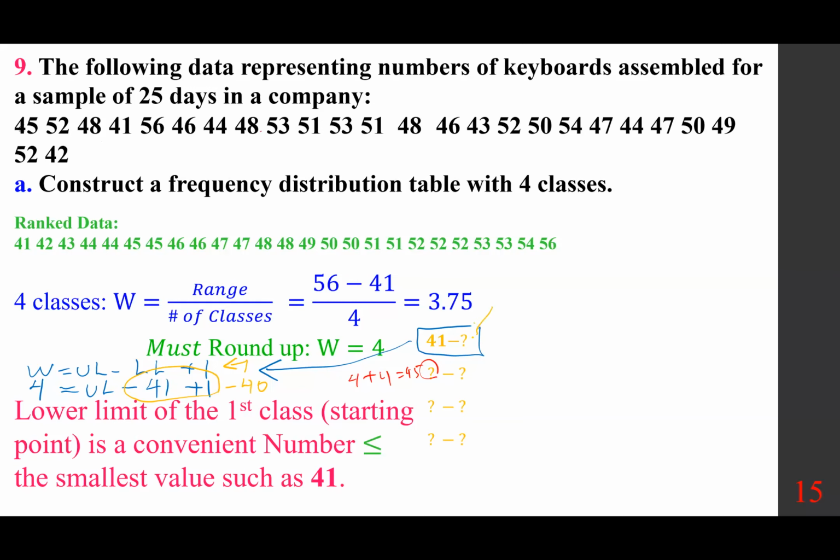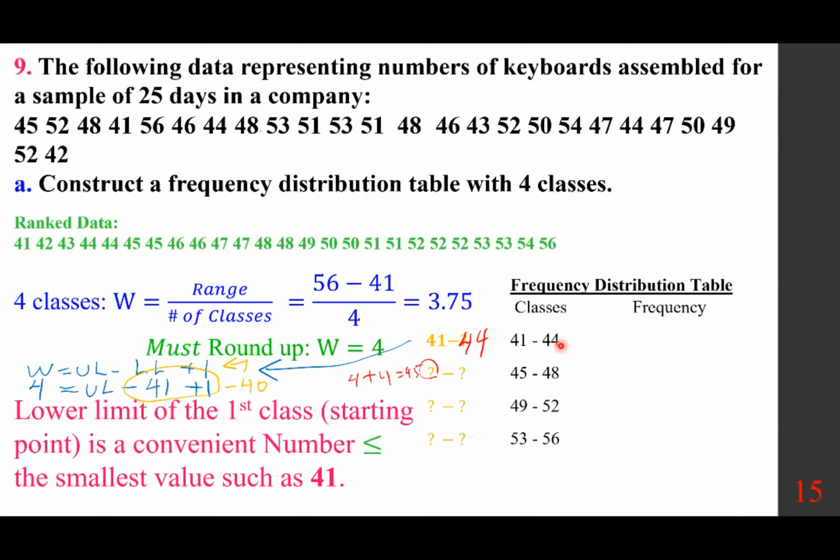Therefore, this number, let me use a different color, this must be 44. And now what do you do? You add the width: 48, add the width: 52, add the width: 56. That's how you get these classes.